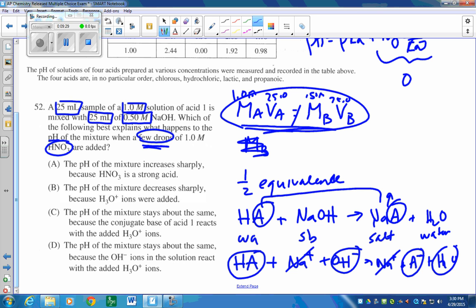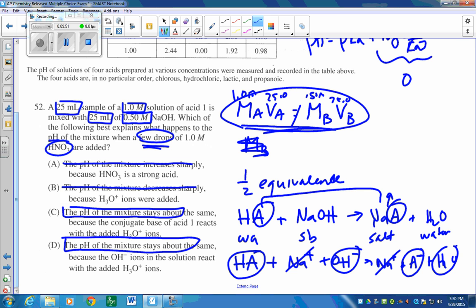NaOH, or sorry, HNO3, which is a strong acid, you need to know that the pH is not going to change much, because the definition of a buffer system is that it can resist changes in pH when you just add a little bit of acid or base. Now, both of these answers make sense. The pH stays about the same because that's what a buffer does. Now, why does it stay the same?